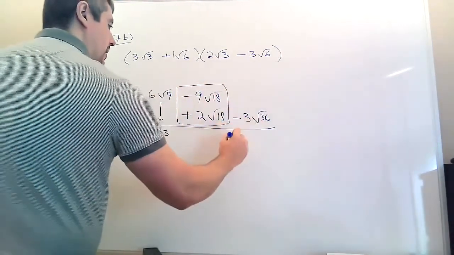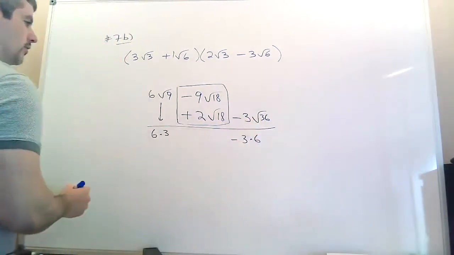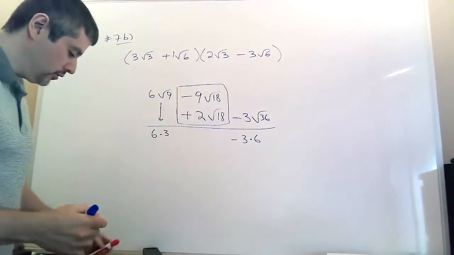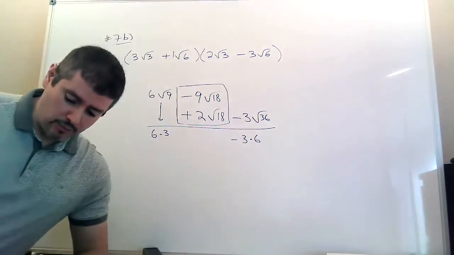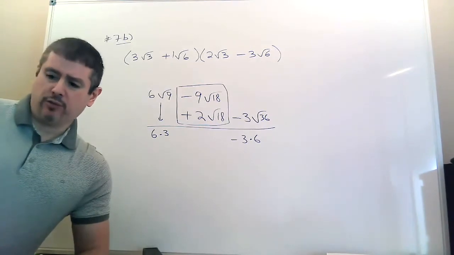I get negative 3 times 6. Now, those are both 18, so they're going to cross out. Here's the thing I got to pause about, because it was annoying me. I remember on the exam, I think it was test 2. Maybe this was test 1.